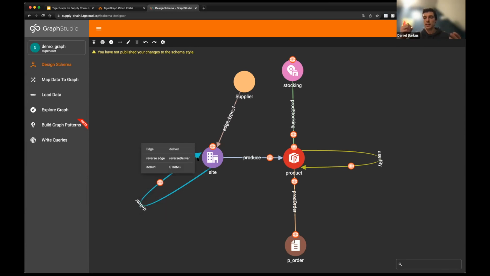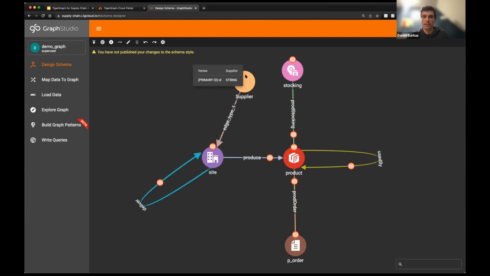And remember that this is between vertex types. So like I said, we're not going from site A back to site A. This could represent, for example, site A to site B, both of those being of the site vertex type because they both represent manufacturing sites.